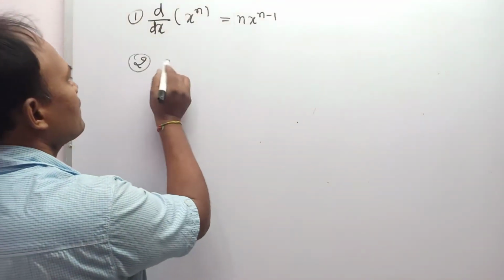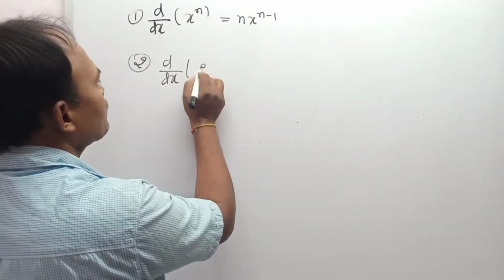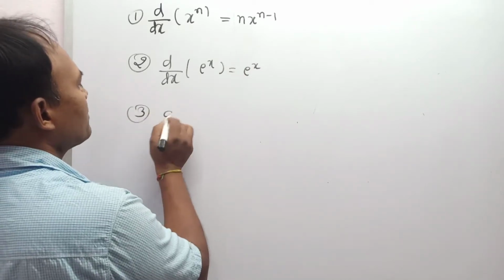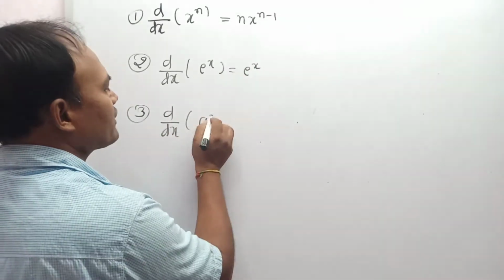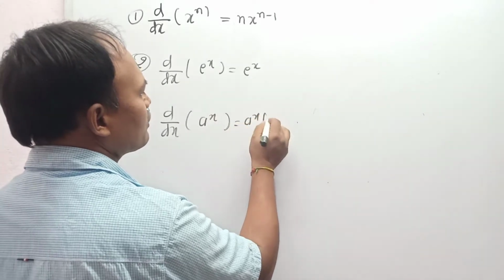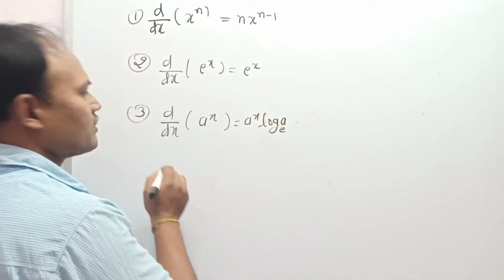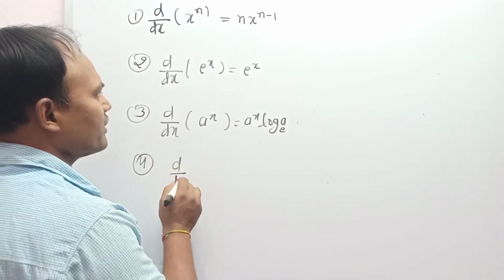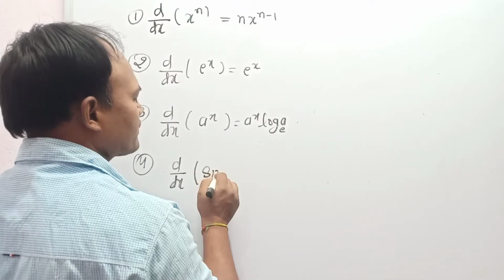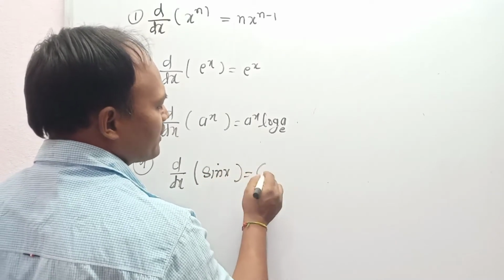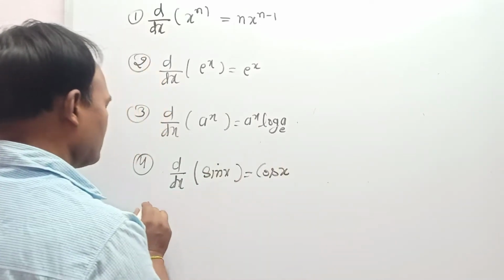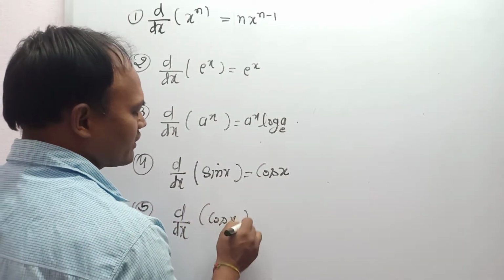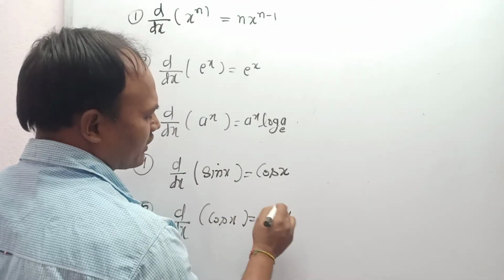Second one is d by dx of e to the power x means e to the power x. Third one is d by dx of a to the power x means a to the power x log a base e. Next formula is number 4. This is d by dx of sin x, it is cos x students. Now next one is d by dx of cos x, it is minus sin x.